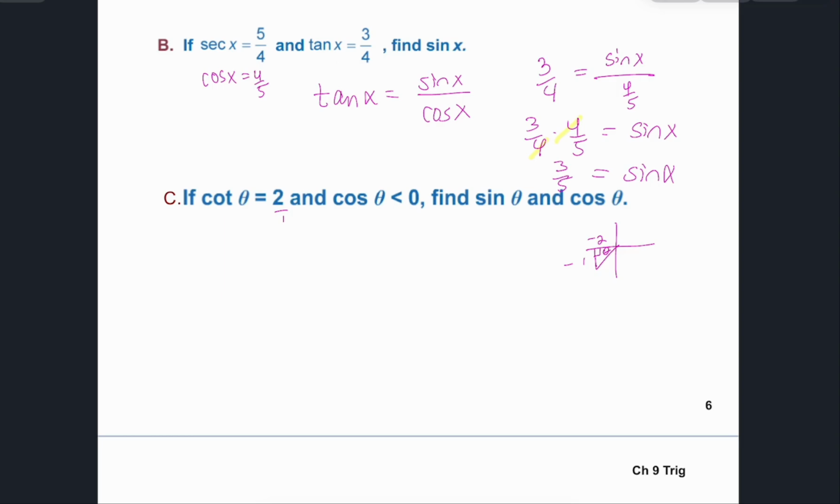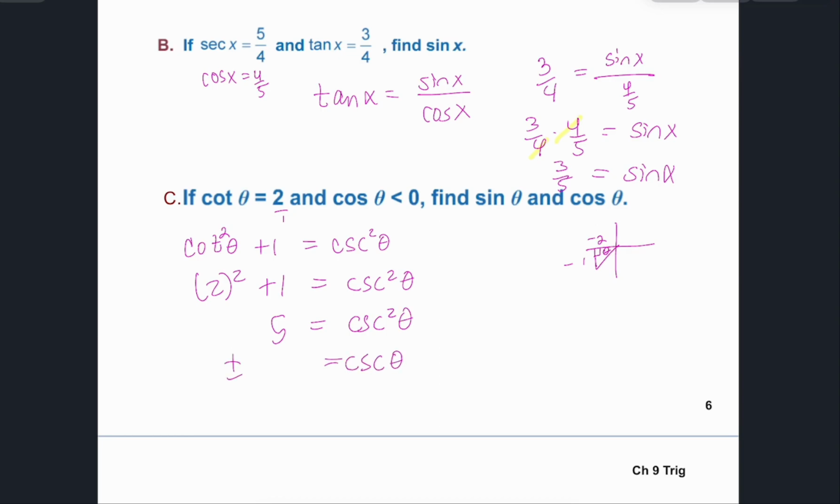Here's the first fact I know. Cotangent is the flip of the tangent. They didn't ask for tangent, so it's not helpful. But I know that there is a Pythagorean identity that says that the cotangent of theta squared plus 1 is the cosecant squared of theta. Okay? Now, how is that going to help us? Well, I know the cotangent squared plus 1 has to equal the cosecant squared. 4 plus 1 is 5. So I know that the cosecant has to be plus or minus the square root of 5.